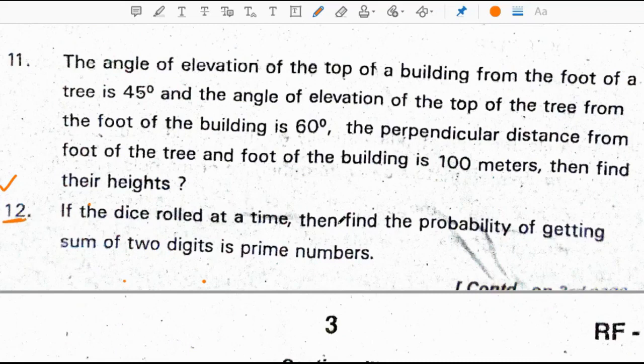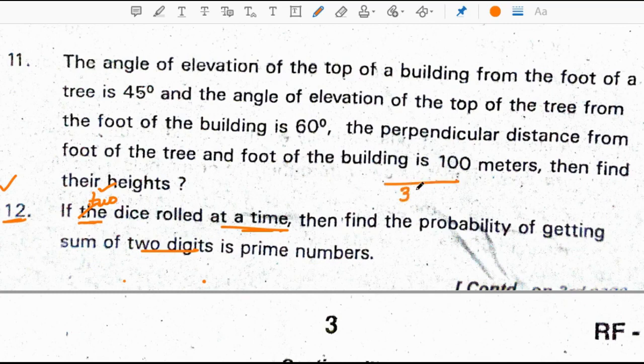12th question: if the dice is rolled at a time, then find the probability of getting the sum of two digits is a prime number. It seems this question is wrong, students. It should be: if two dice are rolled at a time, because the at a time condition means it will be 2. The sum of the numbers is a prime number.